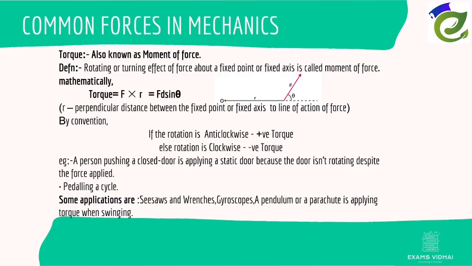Example: a person pushing a closed door is applying force, but the door stays static because it isn't rotating despite the force applied. The second example is pedaling a cycle. There are various applications like seesaw, wrenches, gyroscope, pendulum, and a parachute is applying torque when swinging.